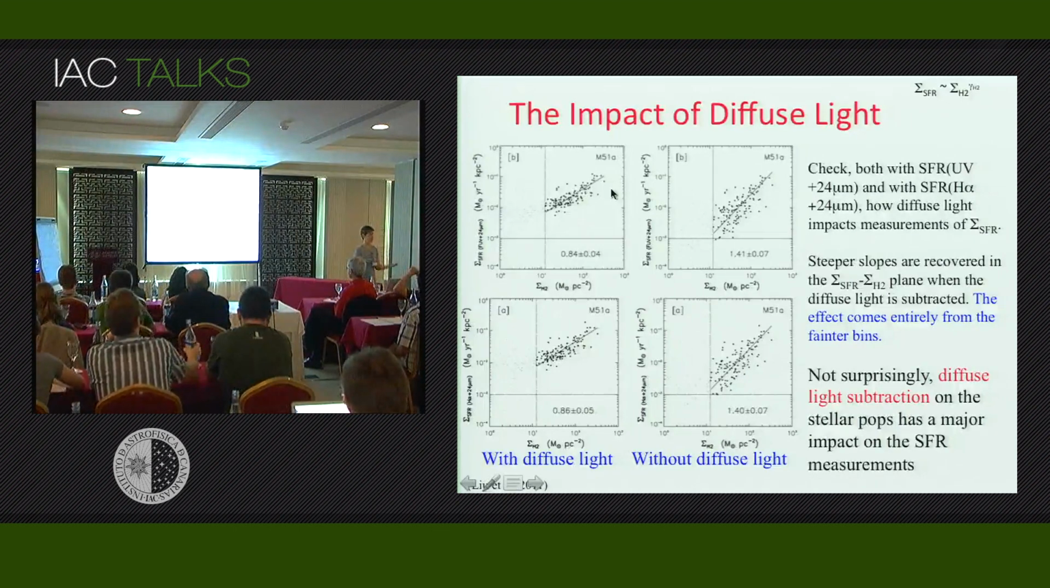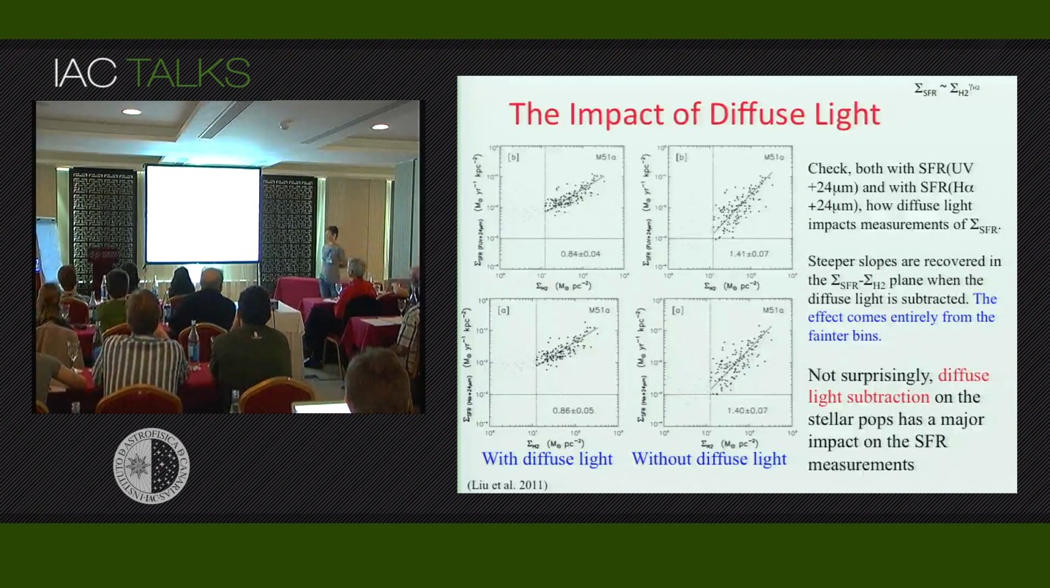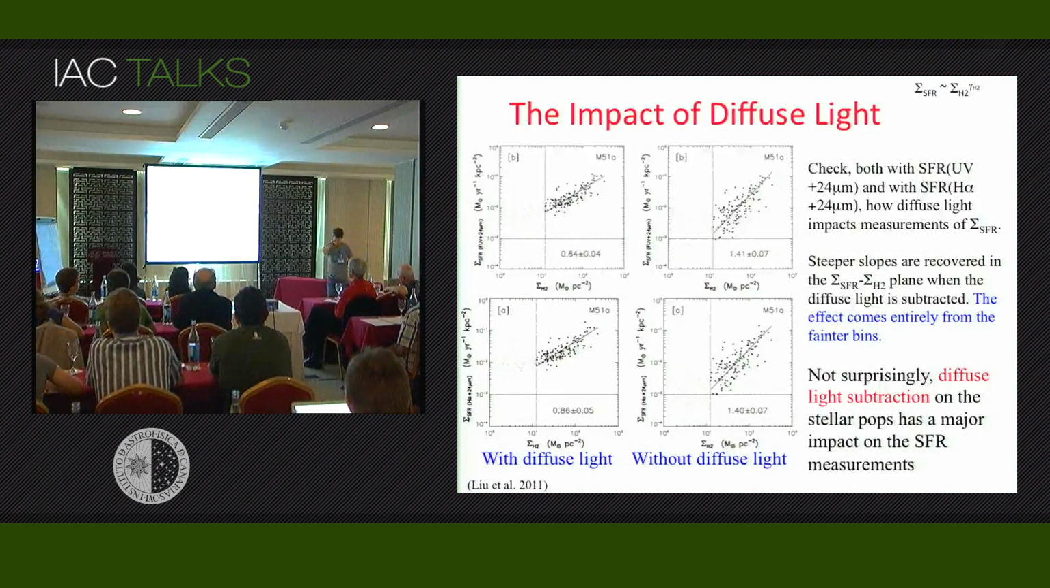What is the impact of this diffuse light component? So these are plots. I have 4 plots in total here. The ones on the left are the ones in which I have made no attempt to remove this diffuse light. The ones on the right, top and bottom, are the ones in which I have removed the diffuse light. The top plots measure the star formation rate using a combination of UV and 24 micron. The bottom plots measure the star formation rate with a combination of H-alpha and 24 micron.